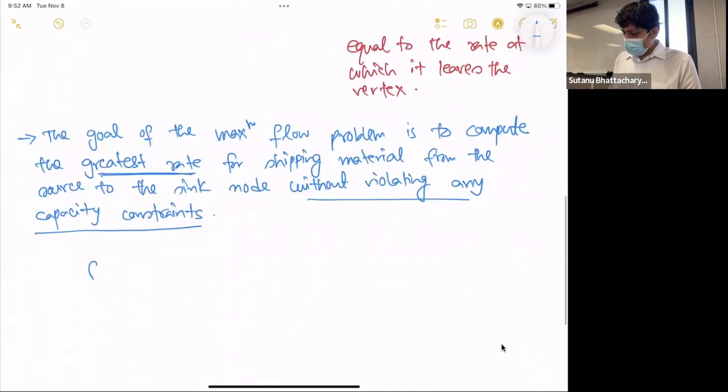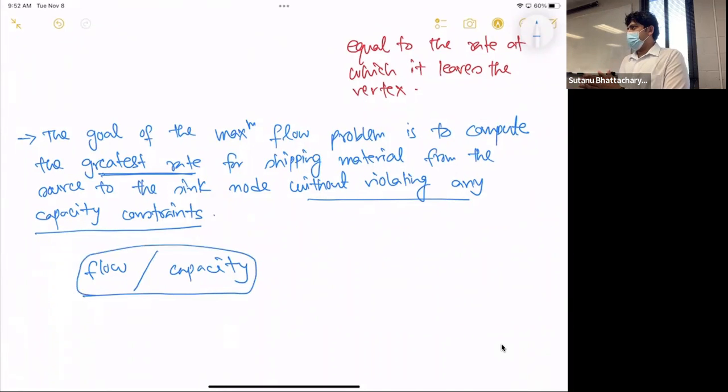So there are two terms, flow and capacity. For each edge, we need to track both of them. We'll write it like this, flow / capacity. It's not division, okay? For every edge, we'll track flow as well as capacity because we need to know the remaining capacity, and based on that remaining capacity, we'll increase the flow. So this is how we will represent flow and capacity for every edge.